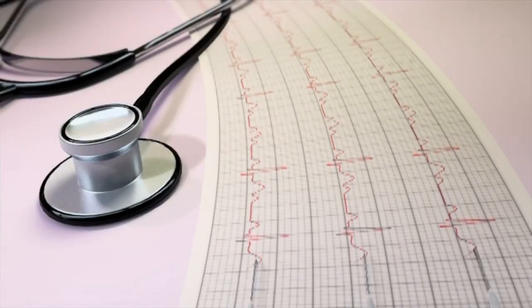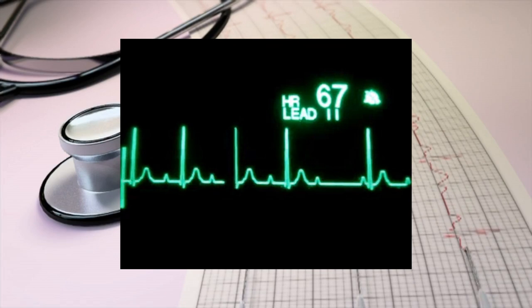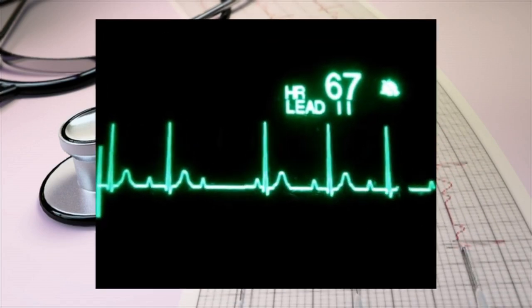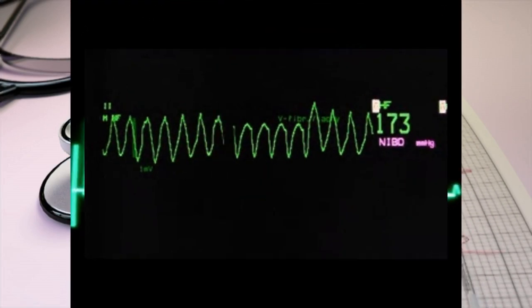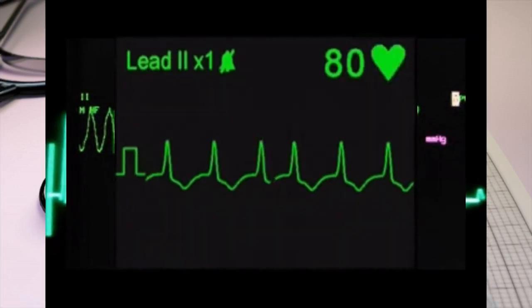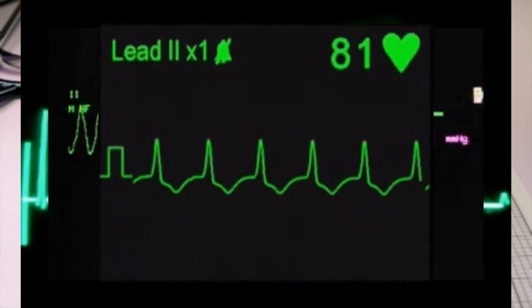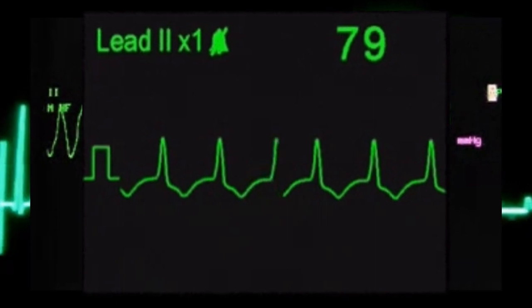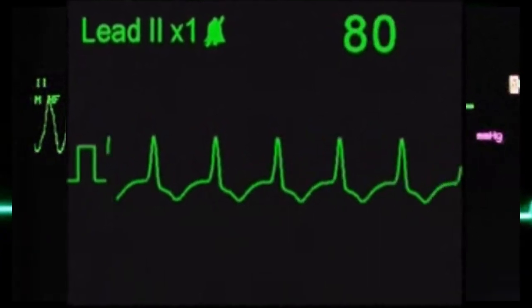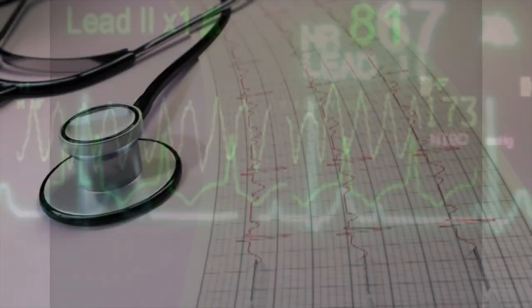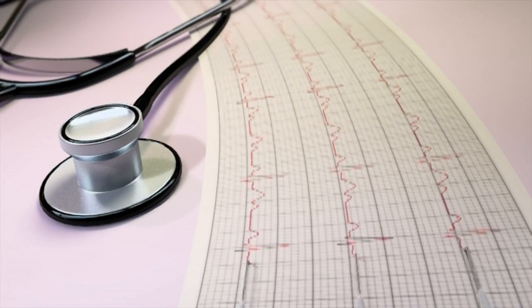In conclusion, analyzing an EKG rhythm can help diagnose various cardiac conditions. By following these 6 steps, you can systematically analyze an EKG rhythm and arrive at a diagnosis or interpretation of the cardiac rhythm. Thank you for watching our video on how to analyze an EKG rhythm.